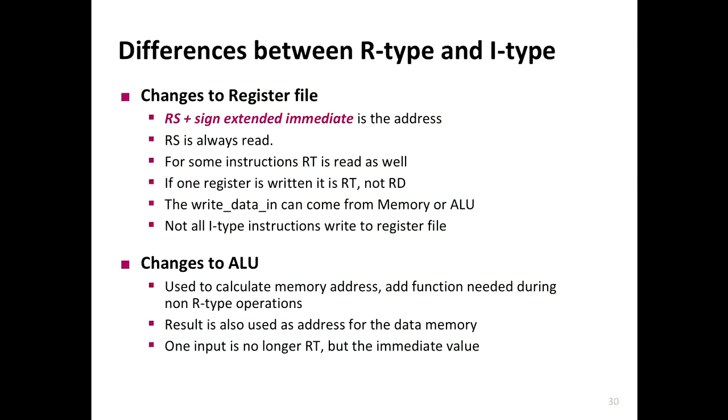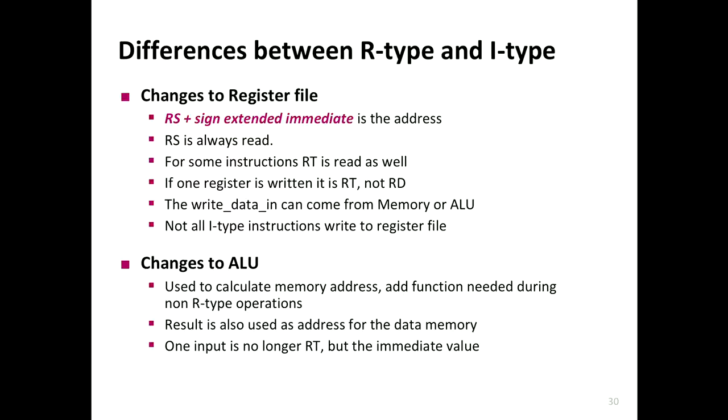This is the register file that we talked about before the break. You have the destination register input, 32-bit, and you have the three addresses, clock, write enable, and the two read outputs. But in order to implement an I-type instruction, the first thing is that your source, RS, has to be added with the immediate value to generate the effective address. And RS is always a read, so this is always going to be an output no matter what happens.